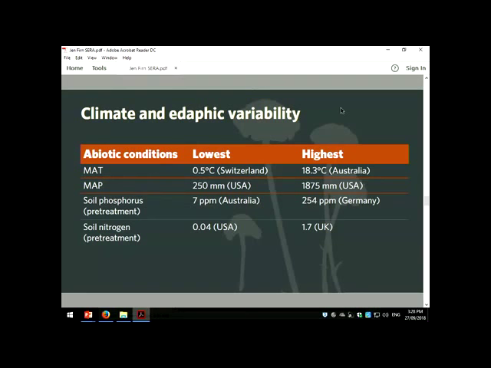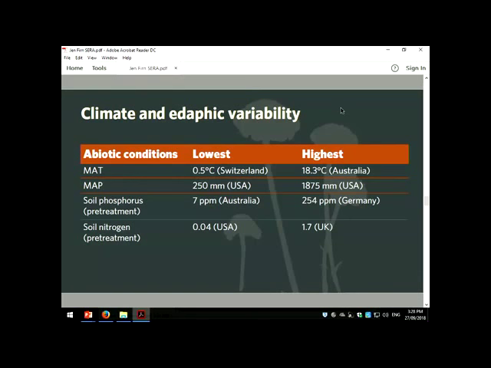As I mentioned before, our grasslands are really different. So it's interesting to find a commonality, but it's also interesting to look at how that difference explains some of our variation. We had grasslands with a mean annual temperature of 0.5 in Switzerland. Switzerland always has to be the best. And then Australia as high as 18.3. So, very wildly different temperatures.